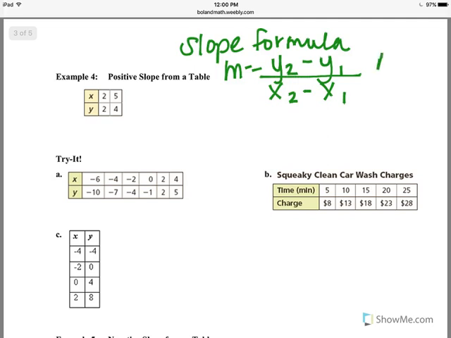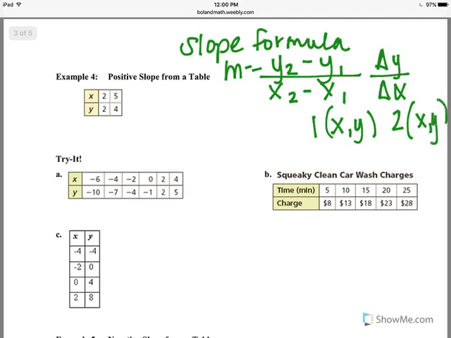Okay, you guys see the change in Y? And this is the change in X at the bottom. These represent two points. So you're going to have X, Y, and that's going to be one coordinate. And then the second coordinate is going to be an X, Y. So that's just X1, Y1, X2, Y2.